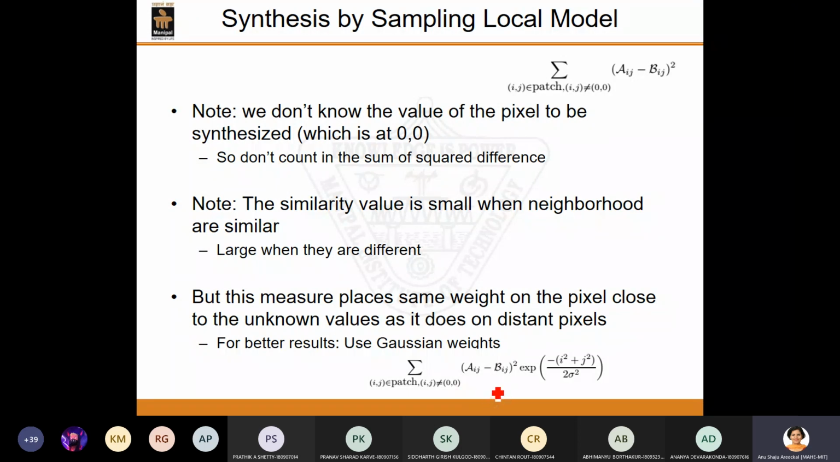Here one variation of the similarity function that can be done is you can also use a weighted averaging. You can multiply that with a Gaussian distribution over here. So what we are doing is basically a weighted averaging for the SSD. That is one improvisation of the SSD method, to give better results.